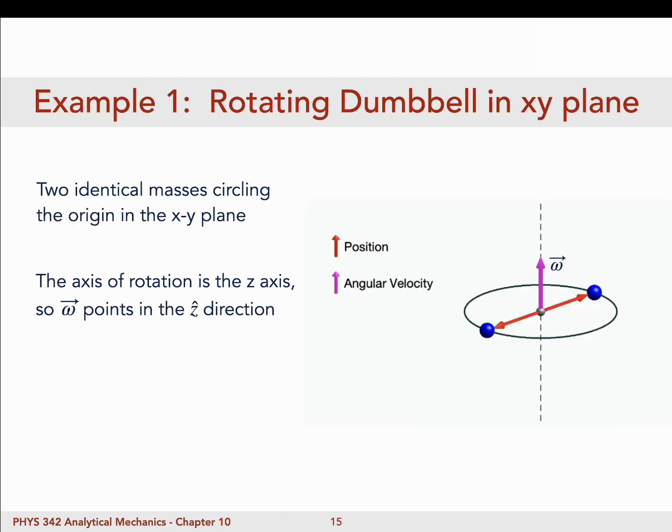All right, so let's look at an example. Consider two masses spinning around in a circular path. The angular velocity vector is pointing along, let's call this dashed line, the z-axis. The objects are spinning around the z-axis, and let's see what this looks like. You can see the object spinning. The position vector is in red. The angular velocity is in magenta.